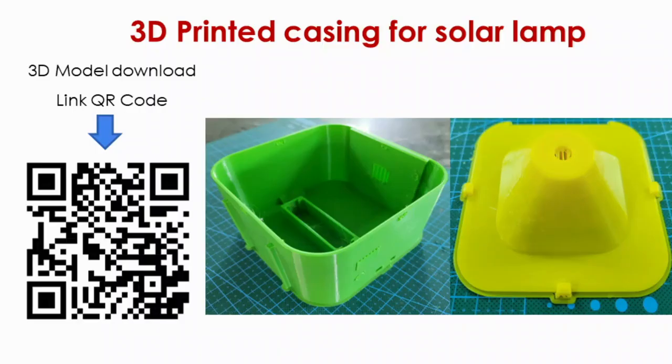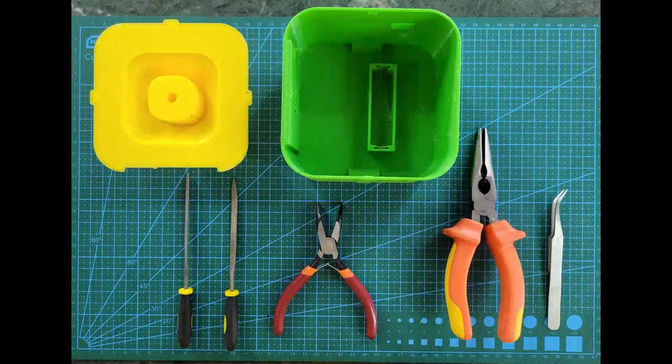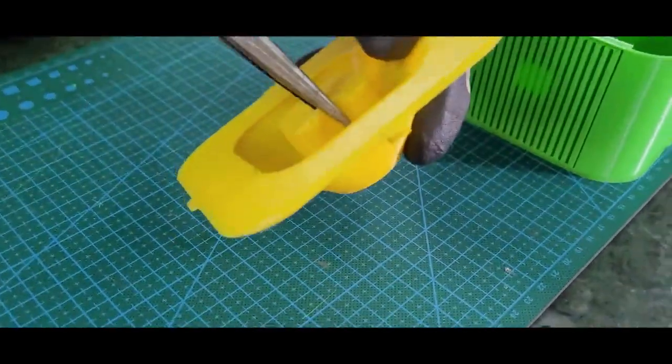So what you can do is, we have given a QR code. We have 3D printed the box and this LED holder on a 3D printer. You can use that QR code to download the file. What we are going to need is a long nose plier, then tweezers, and some files to clean the support and other extra material.